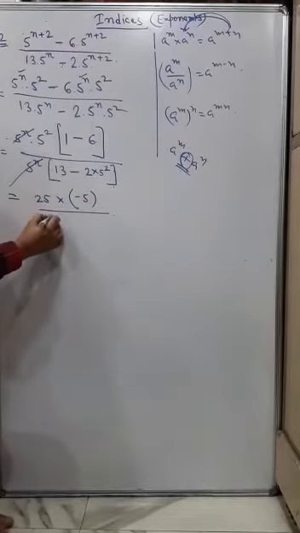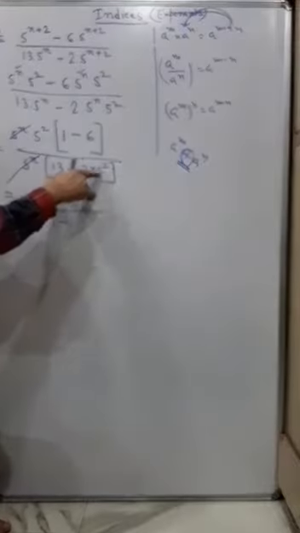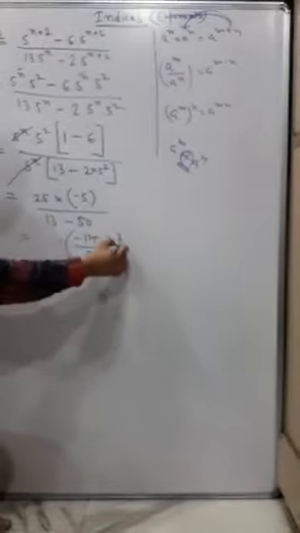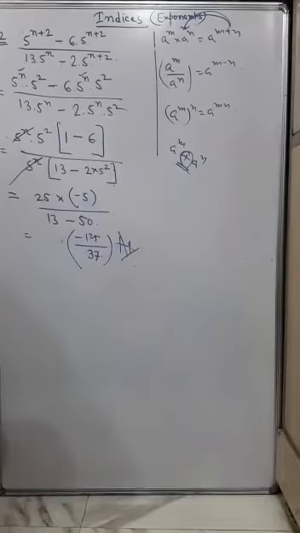This is 13 minus 25 into 2, 50. So what I get? 25 into minus 5. We are getting minus, in fact, minus 125, and 15, this minus this, you are getting almost 37. Okay, so 37. So I am getting this as the answer. Understand?